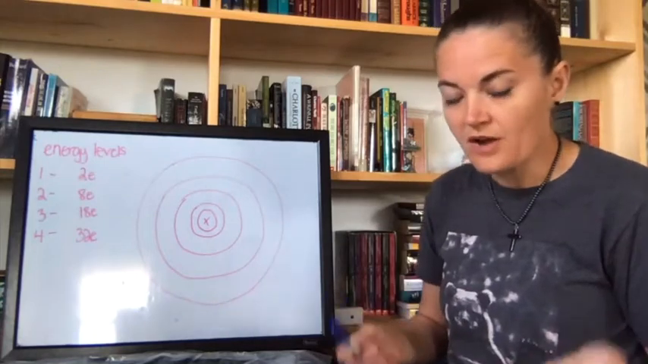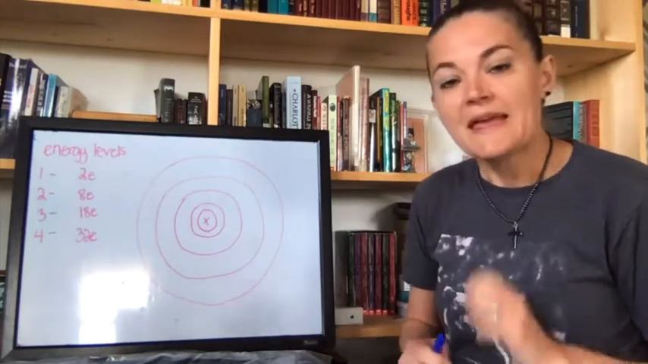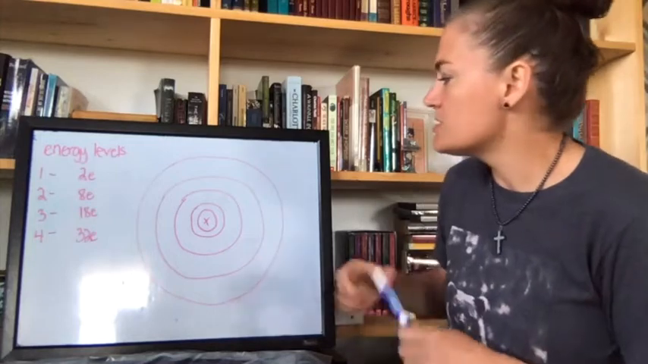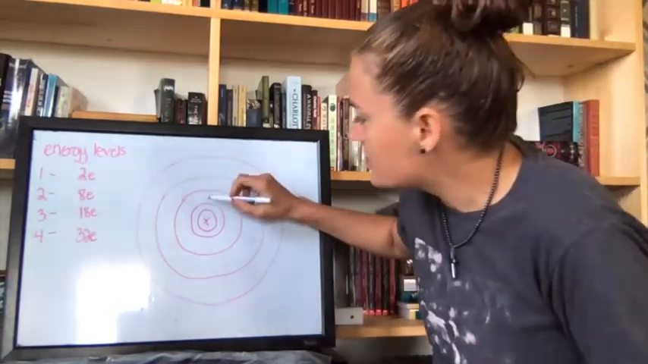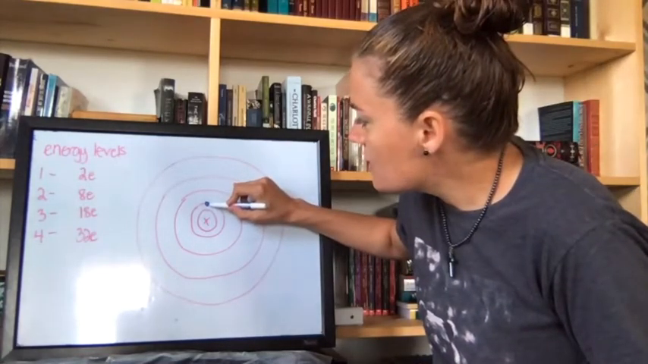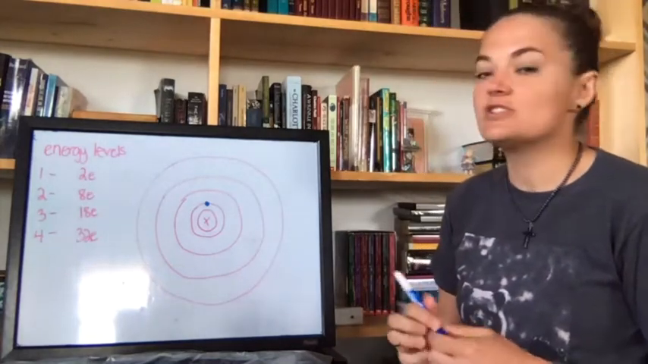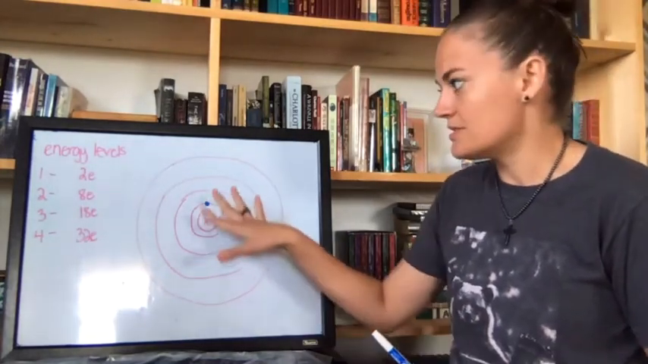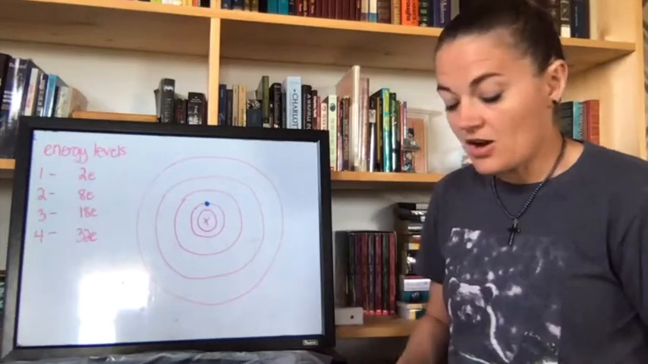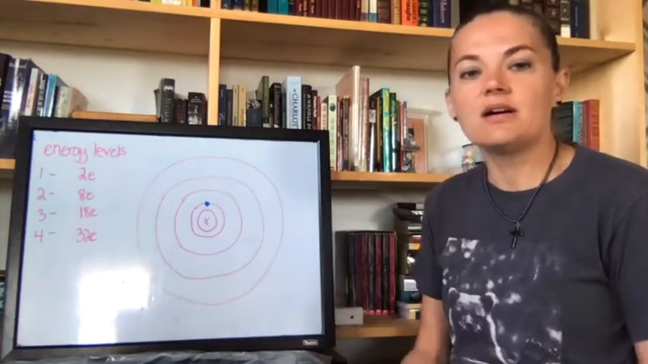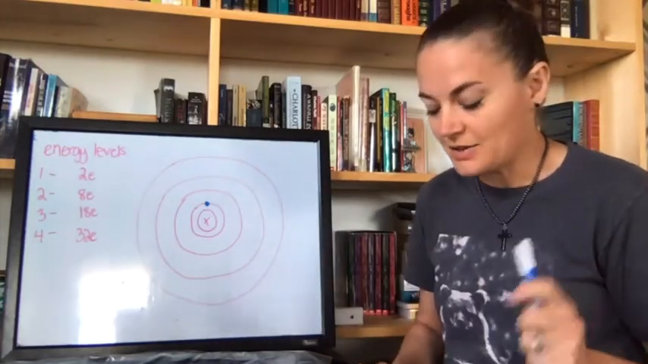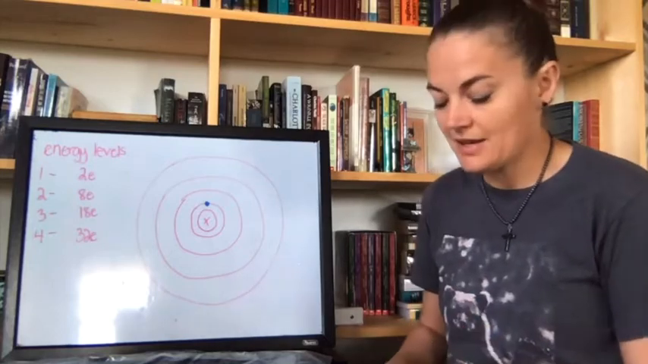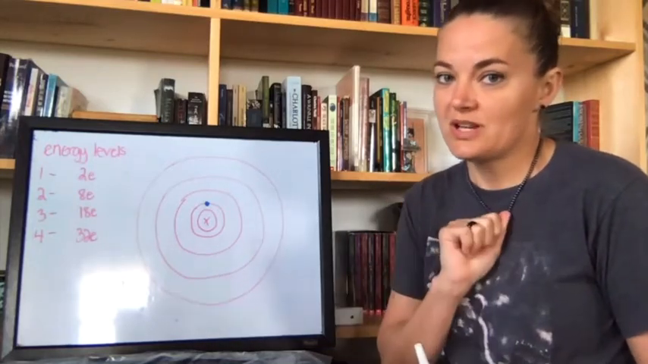Our first atom is hydrogen, and it has 1 electron. So if we were to draw a hydrogen atom, all we would do is put 1 electron on energy level 1. Our second atom is helium. Helium has 2 electrons, because we know that by the little 2 up there in the corner.